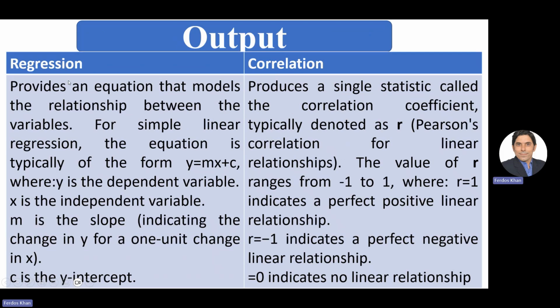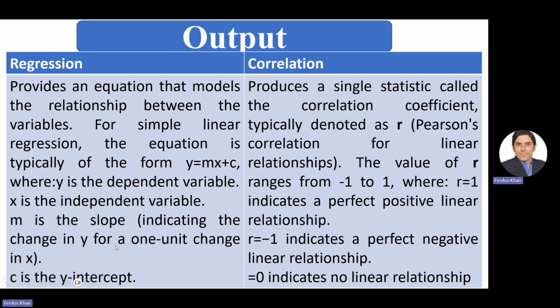Output. A regression provides an equation that models the relationship between variables. For simple linear regression, the equation is typically of the form y = mx + c. This is the same equation as y = beta x + alpha, or y = alpha instead of c plus beta instead of m x. So the equation will be y = alpha + beta x. The same thing, you don't need to worry about this.